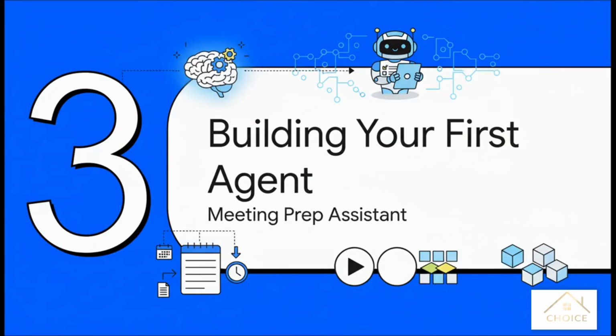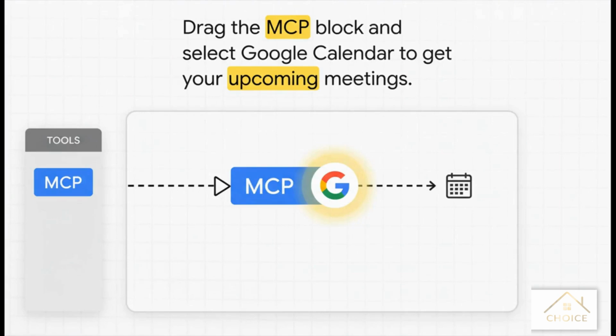All right, enough theory, let's see this thing in action. We are going to build a really useful agent right now from scratch. Let's make a meeting prep assistant that'll get you ready for your day automatically. Okay, first things first, our agent needs information. So we're going to drag a tool block onto the canvas. We'll set this one up to connect to our Google Calendar. This is what lets the agent actually see all our upcoming meetings.